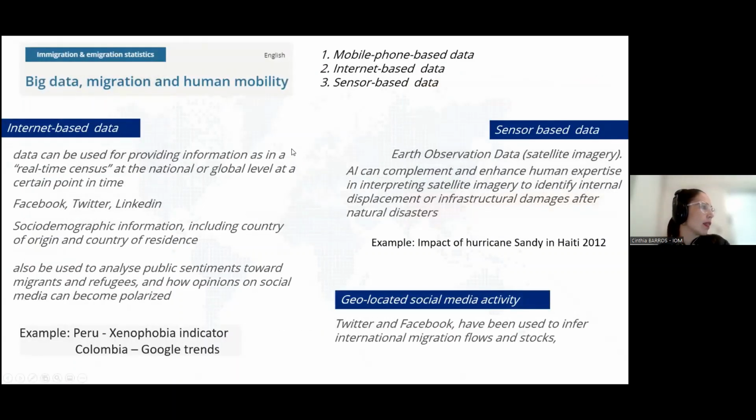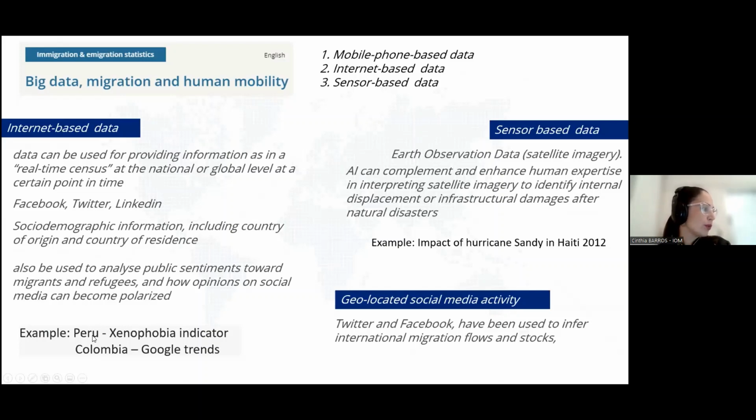So the guidelines of IOM for big data, migration and human mobility, point 3, big field of studies: mobile phone, internet-based data and sensor-based data. The internet-based data is data based on social media, like Facebook, Twitter, LinkedIn. These social media have socio-demographic information, including country of origin and country of residence.